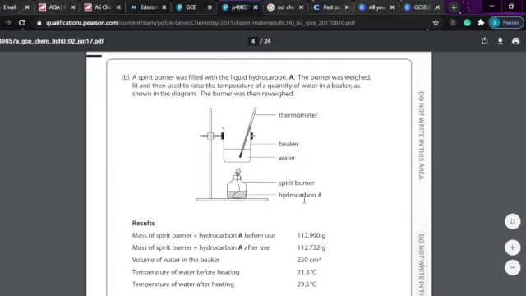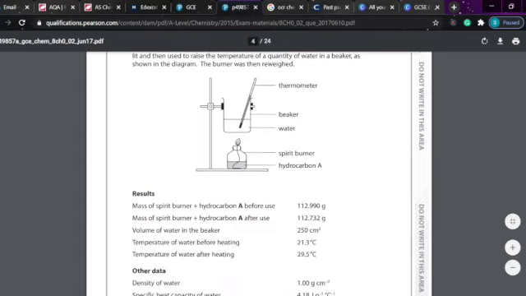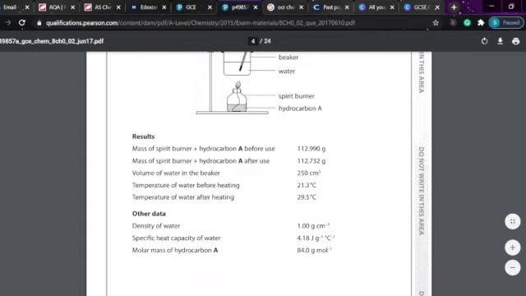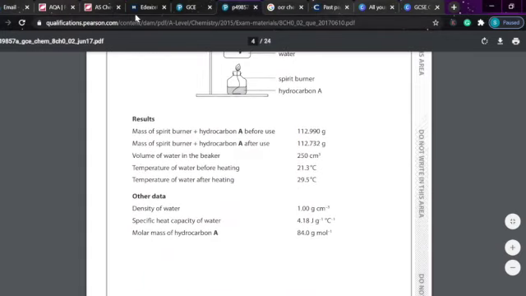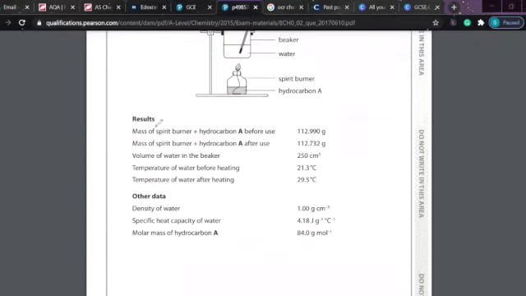This one is a little bit different. If you look at the previous paper, there wasn't any diagram. Here they've drawn a diagram for you to illustrate what we're doing in the experiment. And then they give you the results in the form of a sort of table.